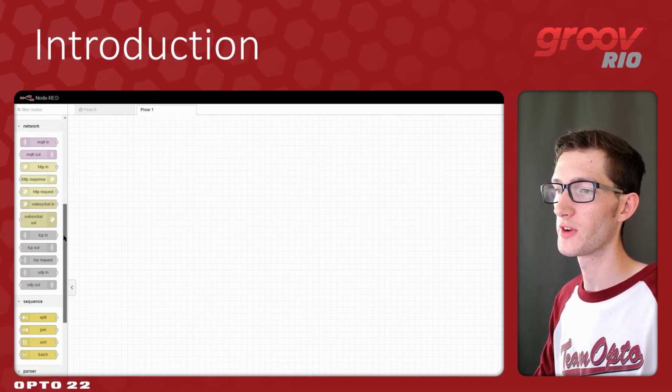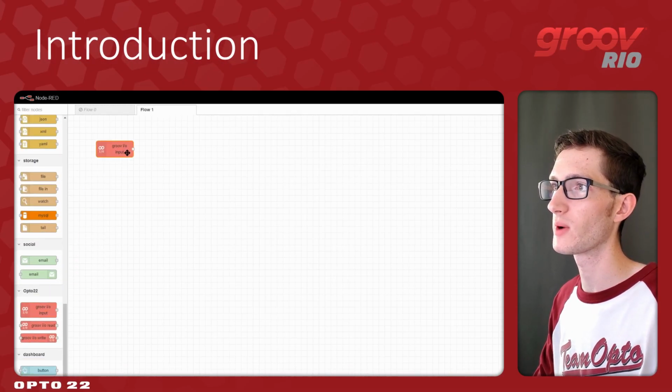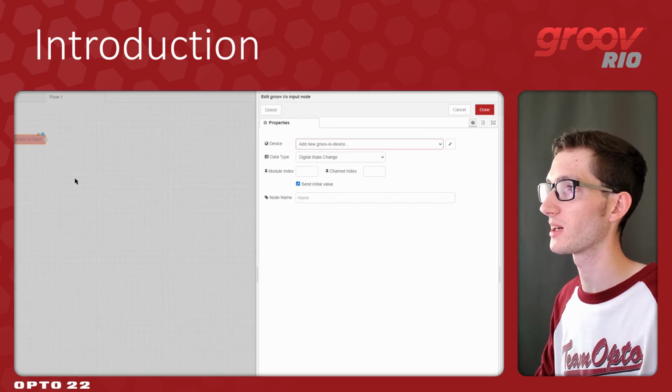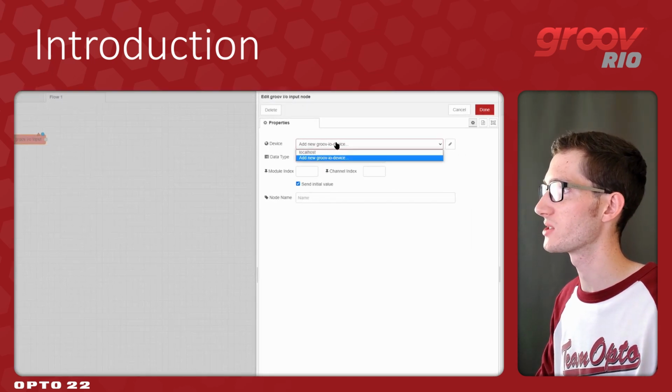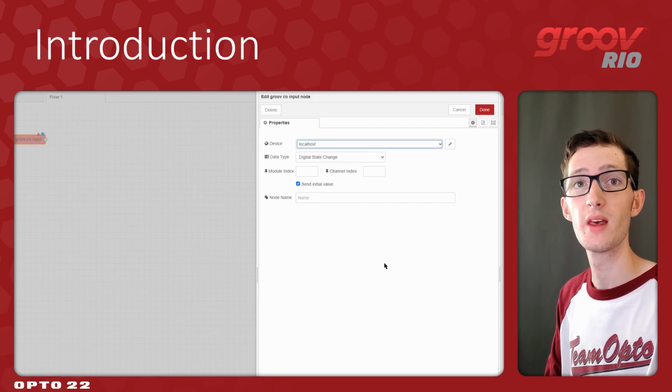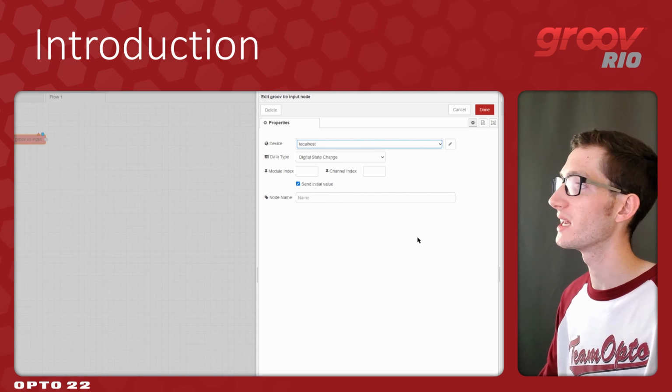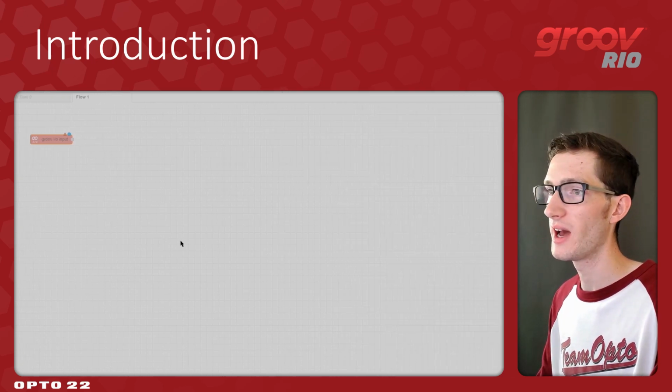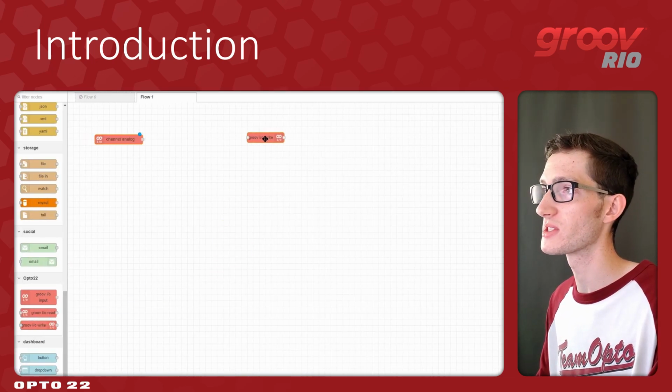Once you've installed and configured your Groove.io nodes for the first time, you're ready to start doing something more substantial with your data. If you don't already have these nodes installed or a localhost device configured, go ahead and watch our previous videos. In this video, I'm going to show you how to bring in an analog channel value and then use that to actually write a digital state change.